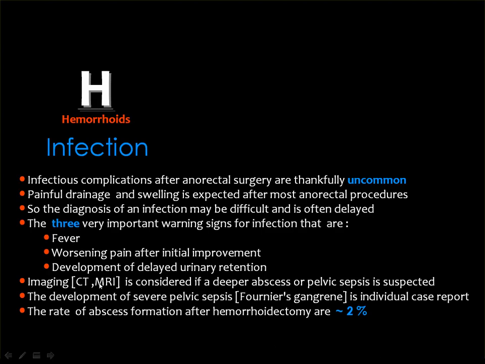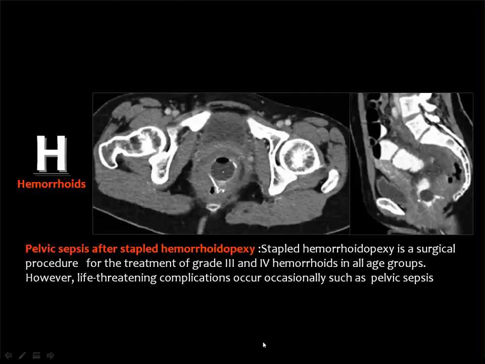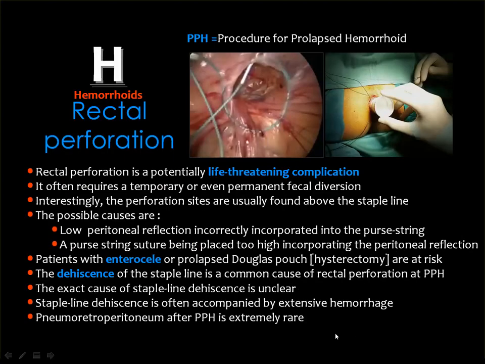Actually, MRI and CT have a major role in the diagnosis of this particular complication, and to see the extent of abscesses and the site of pus collection. And this is the staples of hemorrhoid surgery, and you see a collection with air loculi inside the collection, denoting the presence of pelvic sepsis.